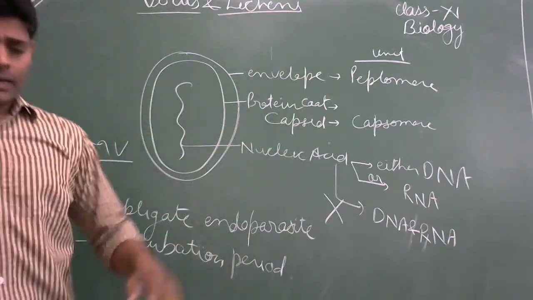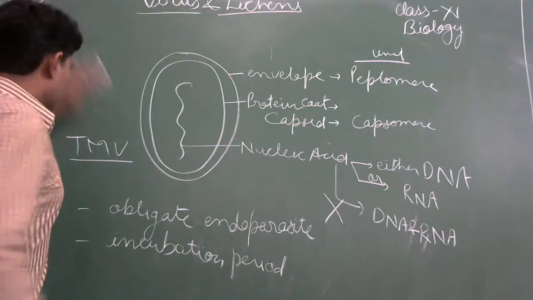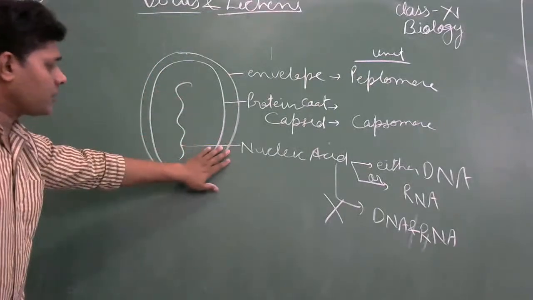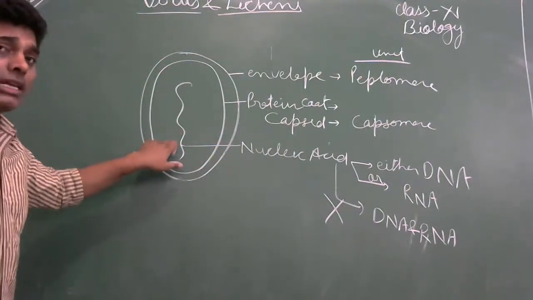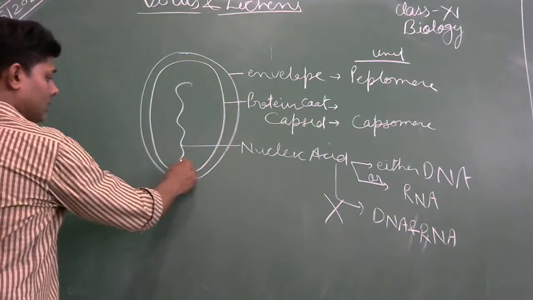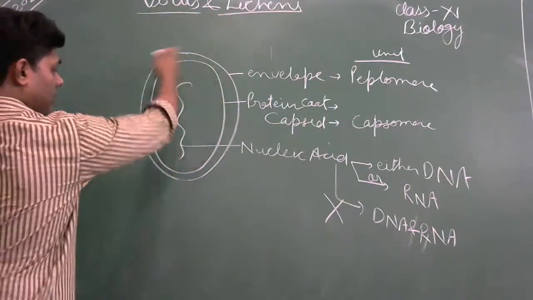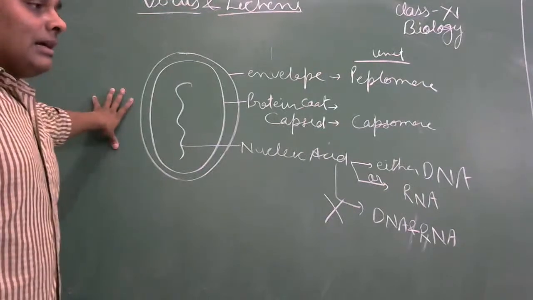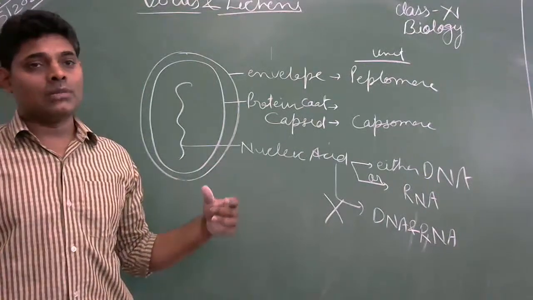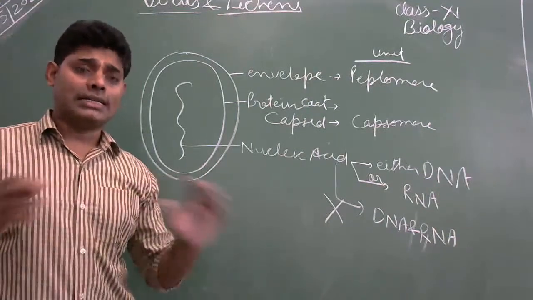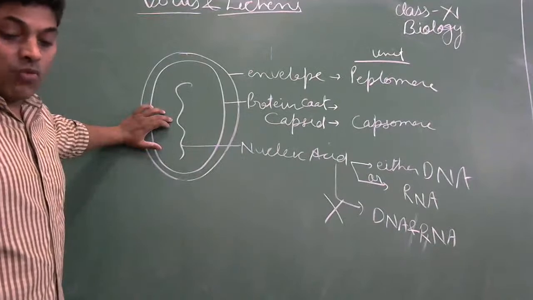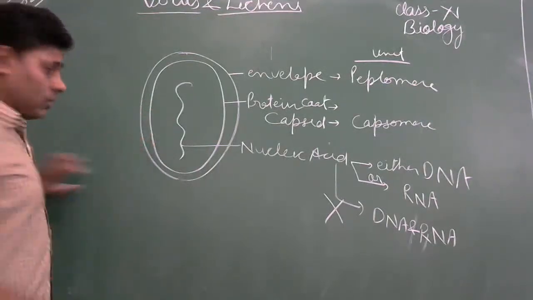The next thing, as we know, the virus has two parts. One is the proteinaceous part, and the other is the nucleic acid part. This complete thing is the virus. They may be virulent, meaning disease causing, or non-virulent, meaning they will not cause disease. So the complete viral particle with virulent nature is called a virion.